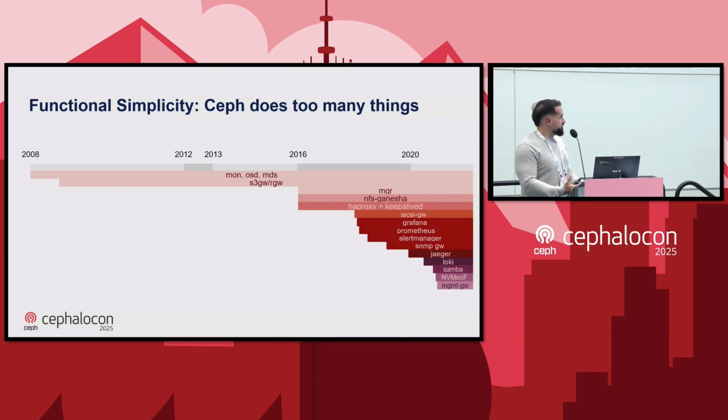And about functional simplicity, this is a representation of how Ceph has evolved over the years. In the first 8 years, there were just 4 different services, the core services. Starting with Ceph-Ansible, Cephadm, and Rook, we started seeing many other services around Ceph. And that's basically exploding exponentially. So nowadays, Cephadm manages all these many services.